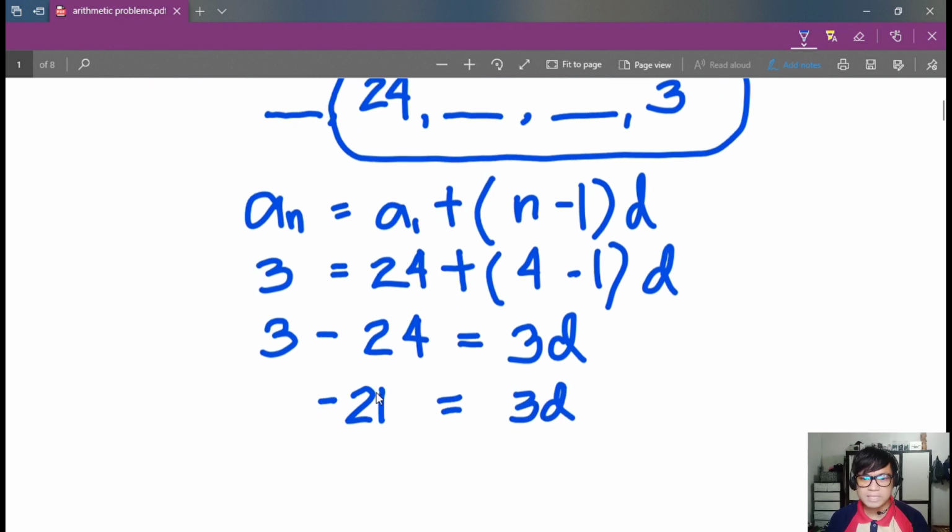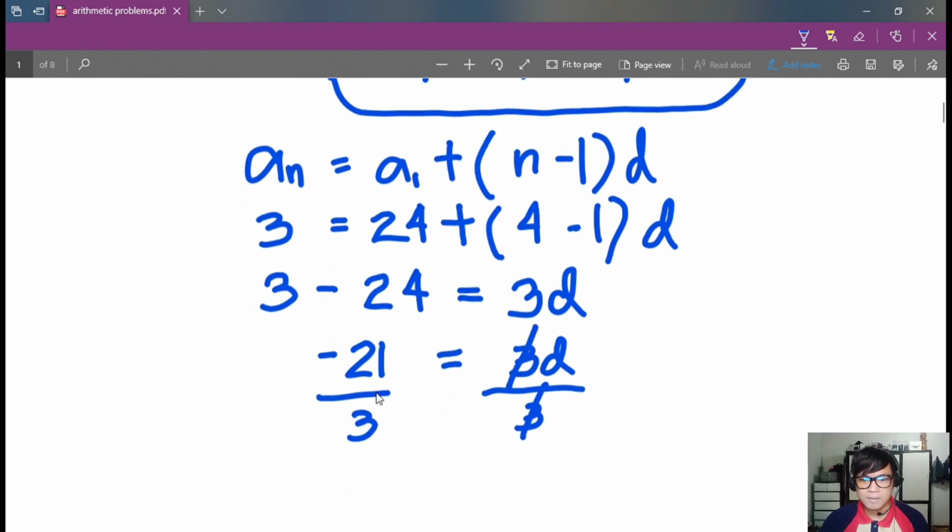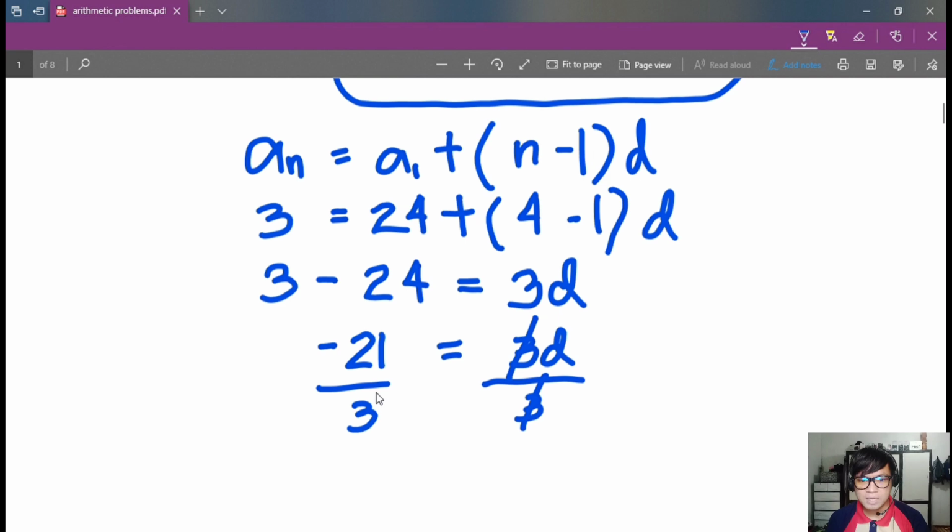So, meron pang kasama si d. So, d is a common difference. We will divide both sides by 3. Para itong 3 dito, cancel siya. So, d is equal to negative 21 divided by 3. That's negative 7.